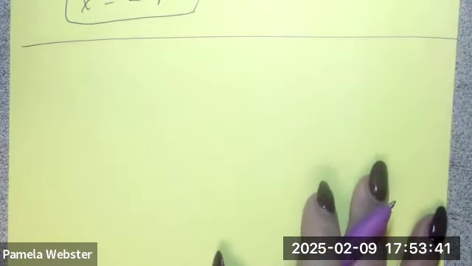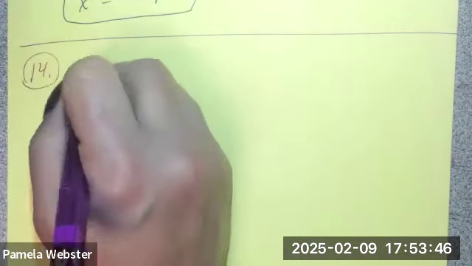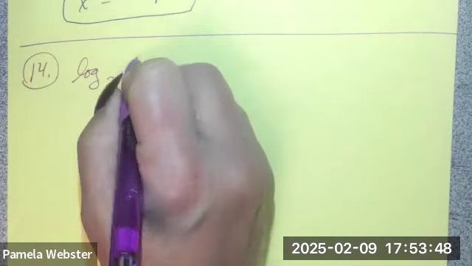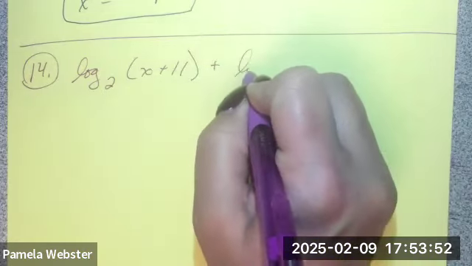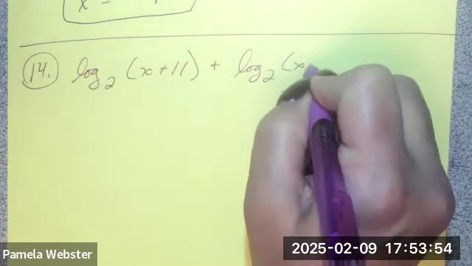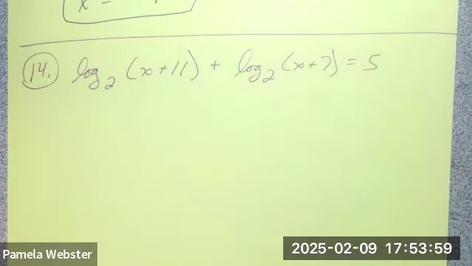14, use your knowledge of log properties to solve the question. Log base 2 of x plus 11 plus log base 2 of x plus 7 equals 5. I've done 2 or 3 of these now. I feel like you should know what you're doing, so I'm going to pause it and work it out, and I recommend you pause it and work it yourself, and then we'll just come back and see the solution. So go for it.